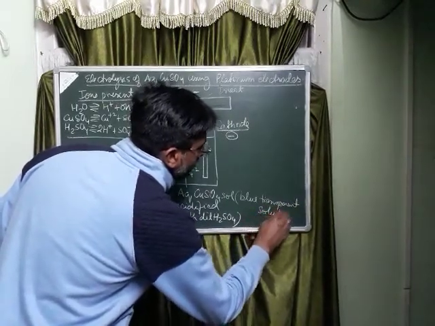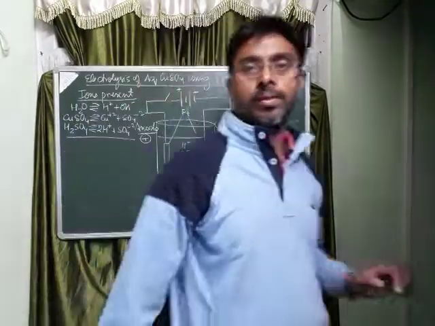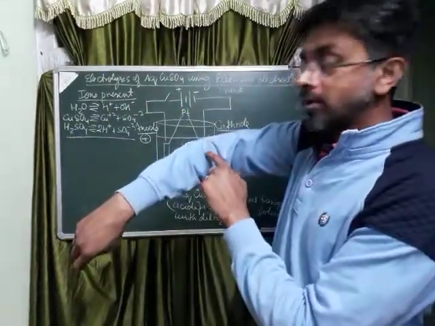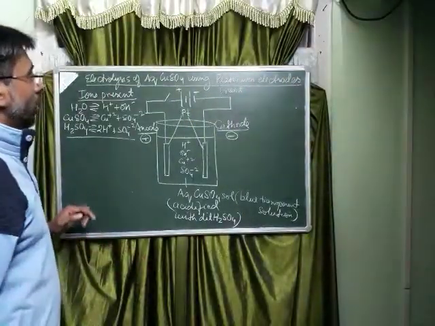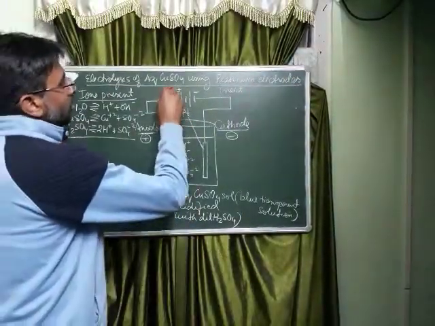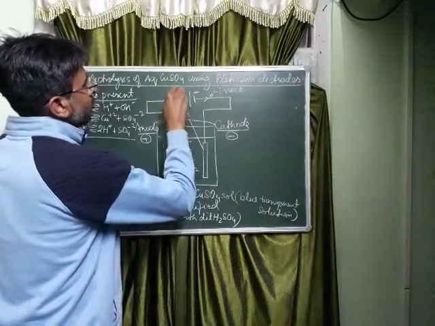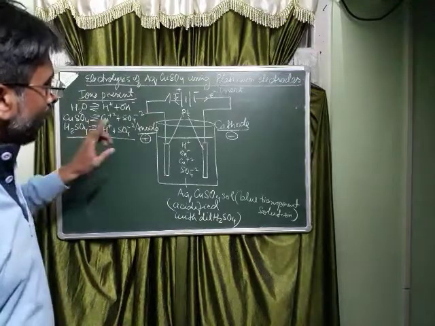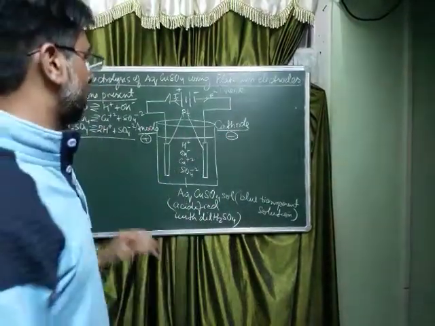It is a blue color transparent solution, like the color of this. Now when I put on the switch, electrons move this way, current starts to flow, and then there is movement of ions to the respective electrodes.